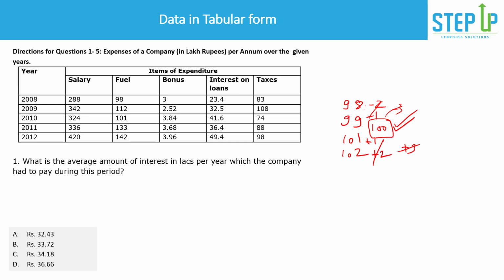So from that angle, now that we know what average is, we could solve this question. He's asking for the average amount of interest in lakhs, so we could just do the addition and get the answer. Also, the other thing to remember is to look at your options: 32, 33, 34, 36. That means the options are not that close, so you could do a little bit of approximation also.